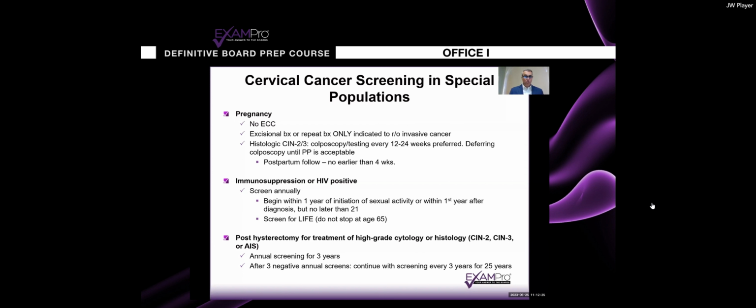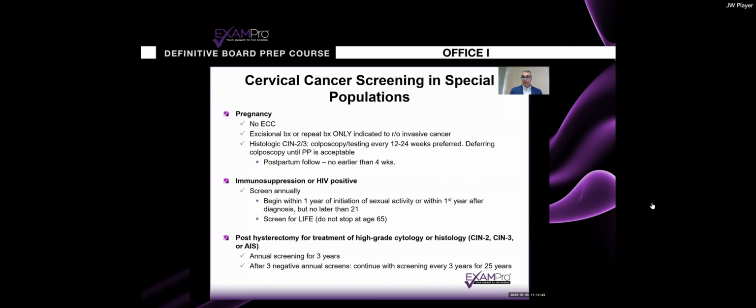For patients who reach the age of 30 or greater, we would do co-testing. And if it's negative, we would repeat the co-testing every 3 years rather than every 5 years, like for a regular patient. And we would screen for life. We don't stop at age 65 like we would in other patients.